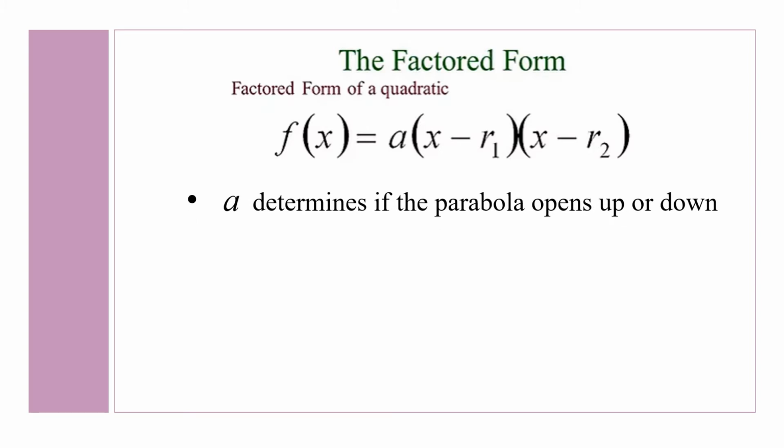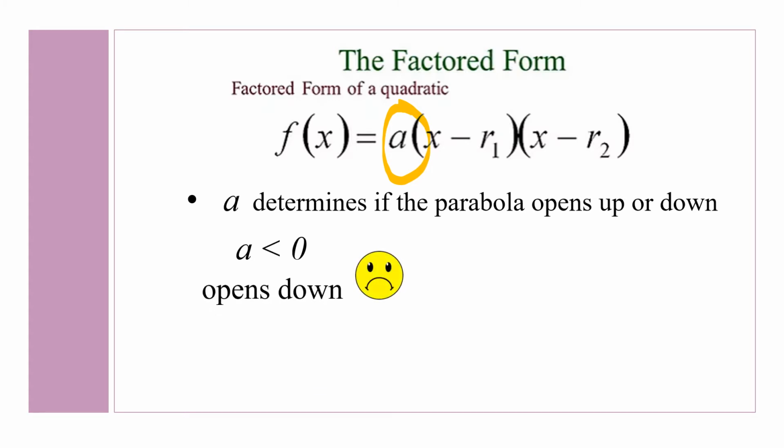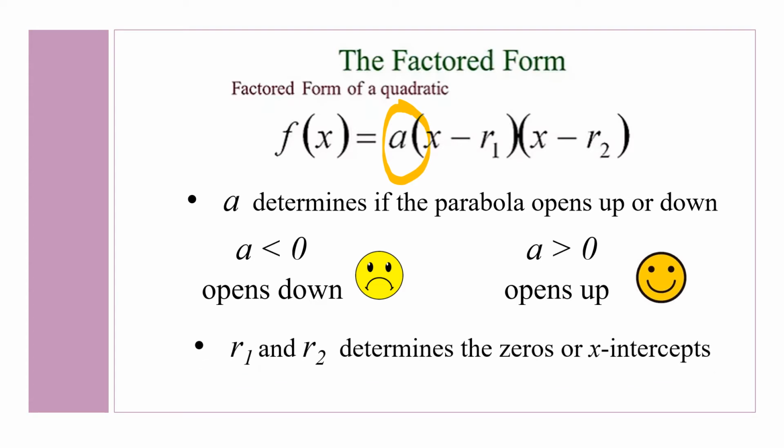In order for us to deal with this, again, we will review that if a is opening up or down, there are certain things that you have to look for. If a is less than 0, which means that a has to be a negative number, then it's going to open down and you're going to get a frown. If a is greater than 0, that means that a is a positive number, then it opens up and you get a smile. Another thing that we talked about earlier is that r sub 1 and r sub 2 determine the zeros or the x-intercepts.